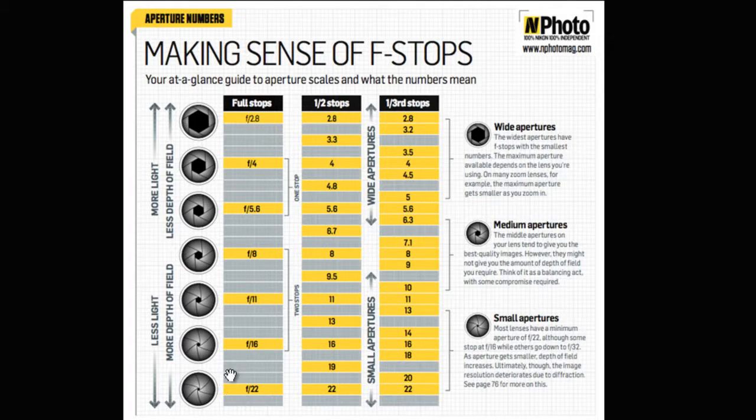You also have wide apertures, which is your lens wide open, medium apertures, which are like f5.6 or f8, and small apertures, which are f11 to f22. As this chart tells you right here, the f-stops that give you the sharpest, most detailed image are the medium f-stops, like f5.6 or f8.